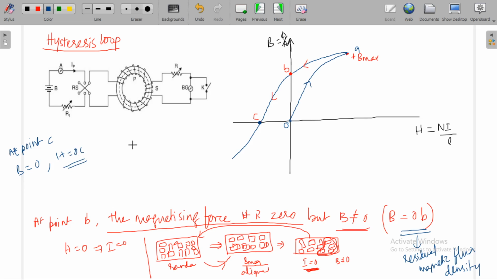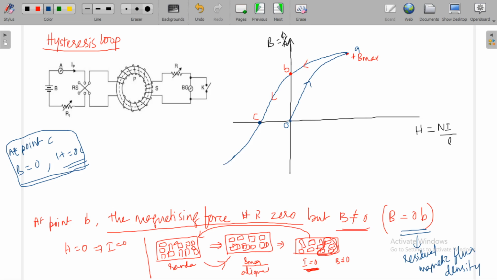Okay, now at point C, B is 0, H is equal to OC, right? So again, still you increase the current in reverse direction. How can you increase the current in reverse direction? By using this reversal switch. By using this reversal switch, you can increase or decrease the current in forward or reverse direction.